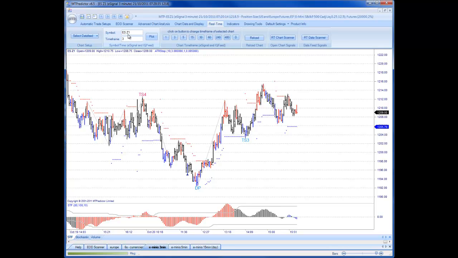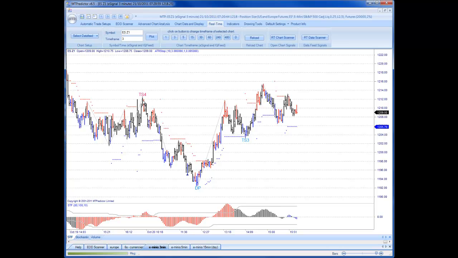This is the ES Mini in America for yesterday. This is for Thursday the 20th of October. This is the 3-minute chart we're looking at here. But before I get into this, just a quick review of the standard MTPredictor trade setups on this 3-minute chart, because it was quite a good day for that.